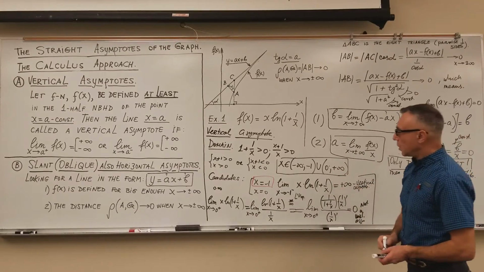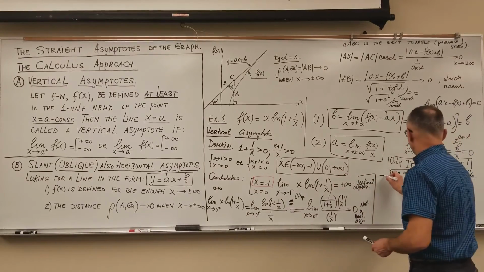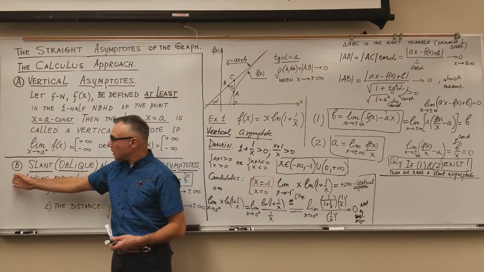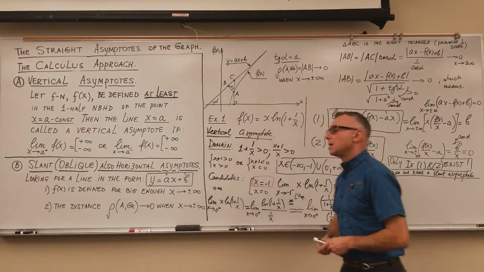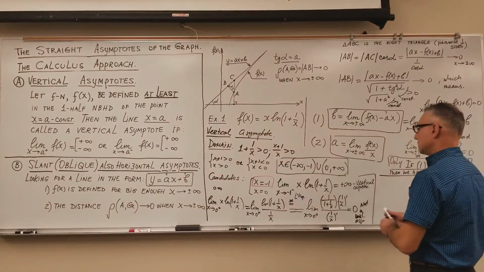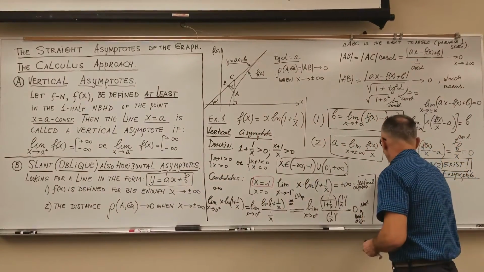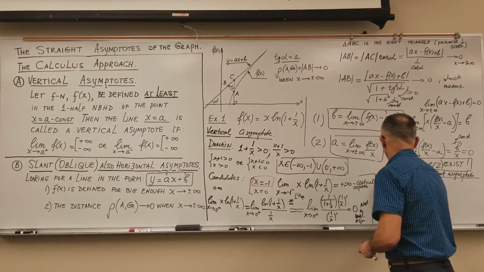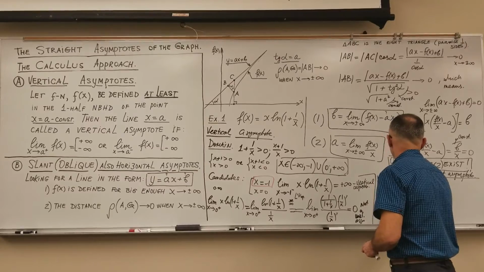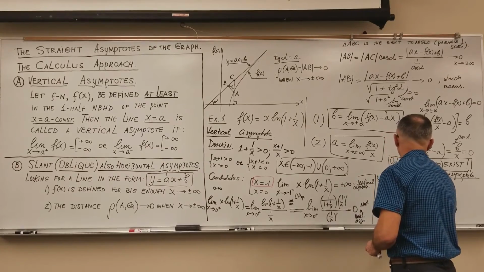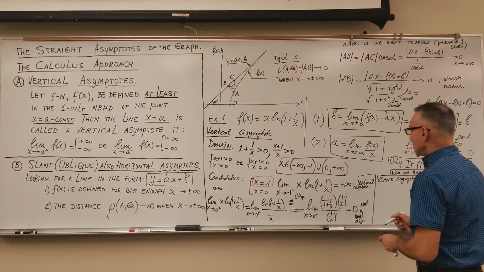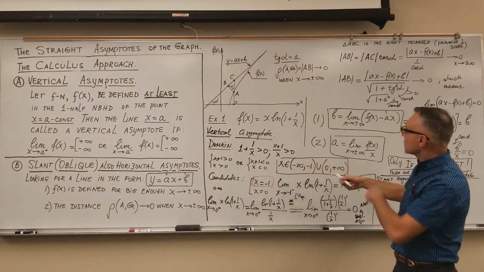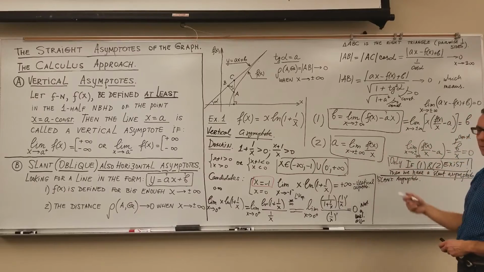So we just found one vertical asymptote here. Now let's look at the second case, B, the slant, the oblique asymptote, which is here. All right, it's a slant asymptote. The slant asymptote, I need to look at those two limits.